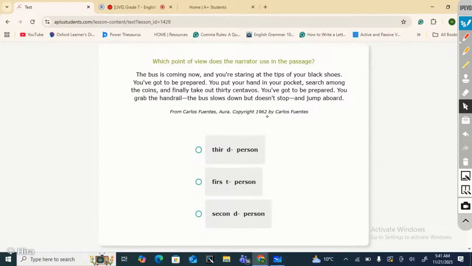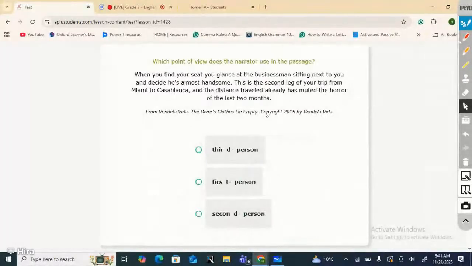The bus is coming now. Oh, it's already, you have already solved it. When you find your seat, you glance at the businessman sitting next to you and decide, he's almost handsome. This is the second leg of your trip from Miami to Casablanca, and the distance traveled already has muted the horror of the last 2 months.